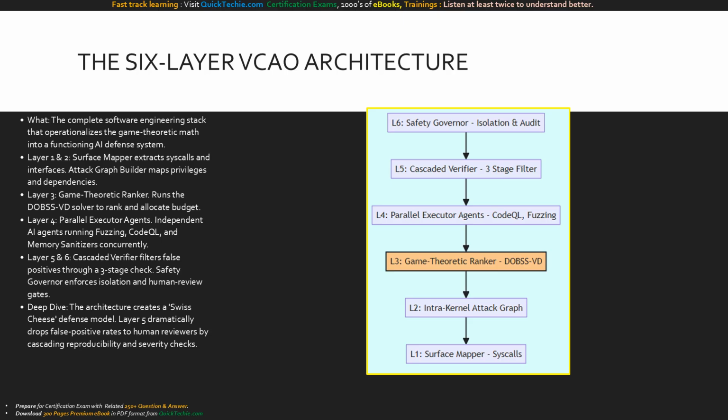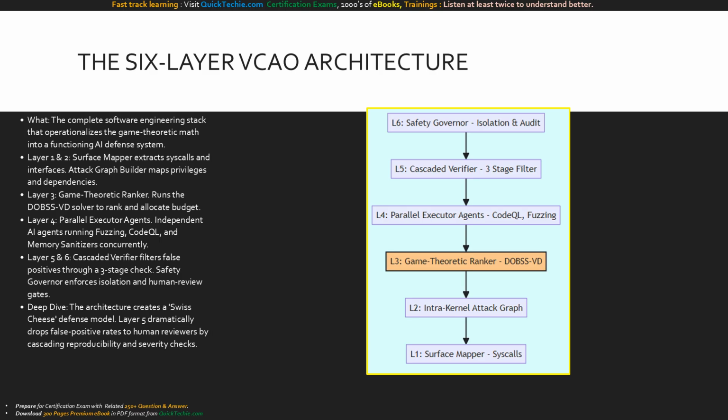Next, we have Layer 5, the cascaded verifier, and Layer 6, the safety governor. Our deep dive focuses on Layer 5. It acts as a Swiss cheese defense model to filter out the noise. It forces every finding through a strict 3-stage check: reproducibility confirmation, severity assessment, and deduplication. This cascading logic dramatically reduces the false positive rate before any human engineer is alerted, saving massive amounts of labor.